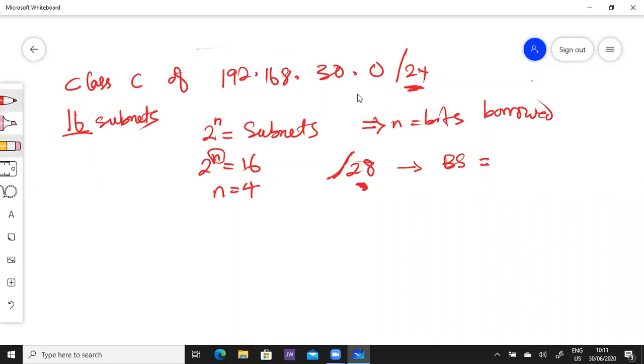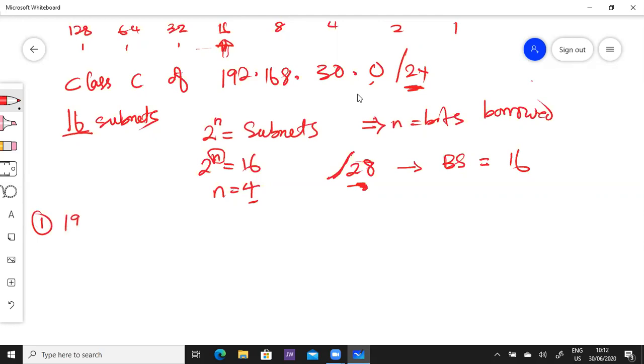let me bring the table up here: 128, 64, 32, 16, 8, 4, 2, 1. Because we borrowed 4 bits, let's count 4 from here: 1, 2, 3, and 4. So this is the block size for /28, and /28 is in the 4th octet. Now we can write down our multiple subnets. For lack of space, let me write the first 5.